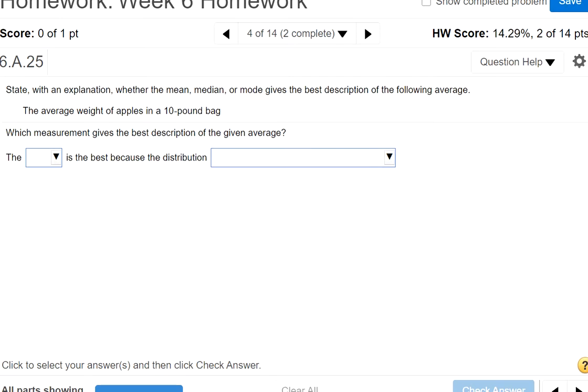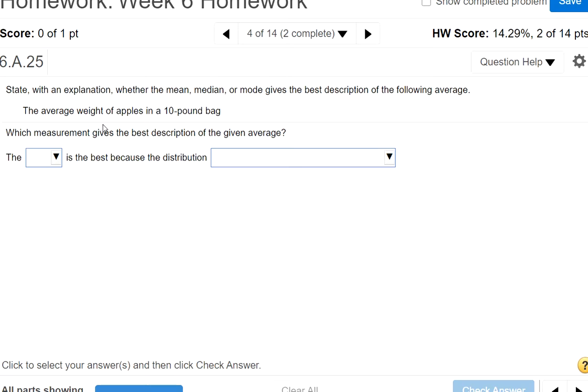We're supposed to state whether, basically, we're supposed to choose the mean, median, or mode, and say why. And we're looking at this set of numbers to make a decision. The average weight of apples in a 10-pound bag. Do we think the mean, the median, or the mode would be the best? Okay, you want to go for the mean.